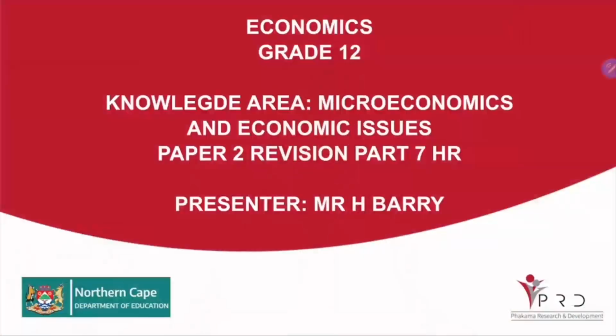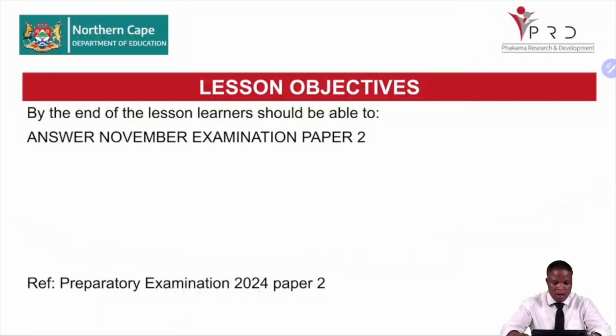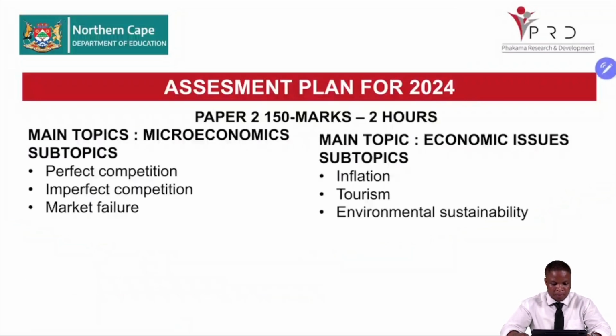Our knowledge area for today will be focusing on your microeconomics and economic issues as we prepare for our paper 2 November final exam. By the end of the lesson, learners should be able to answer their paper 2 final examination paper. So we are going to use the previous question paper to try and answer possible questions that we may find in our paper.